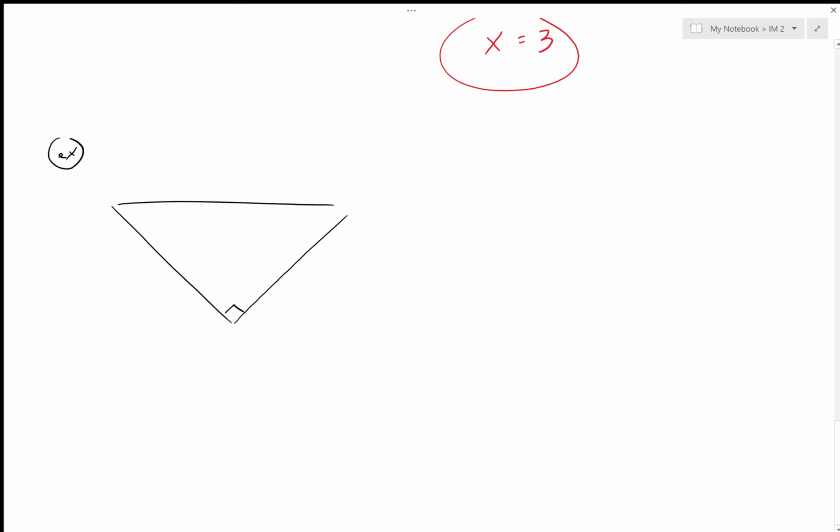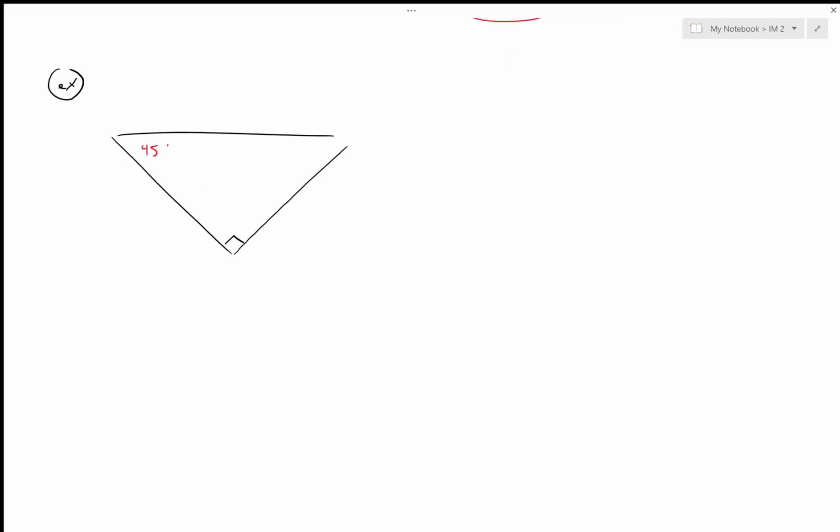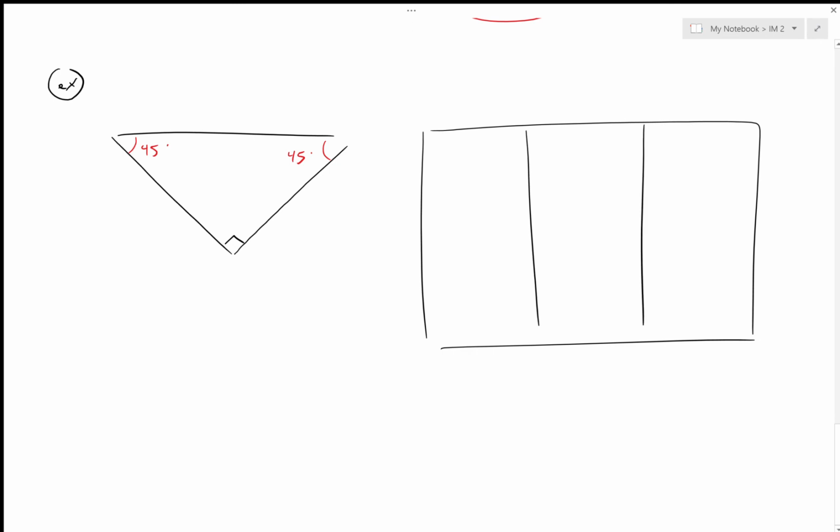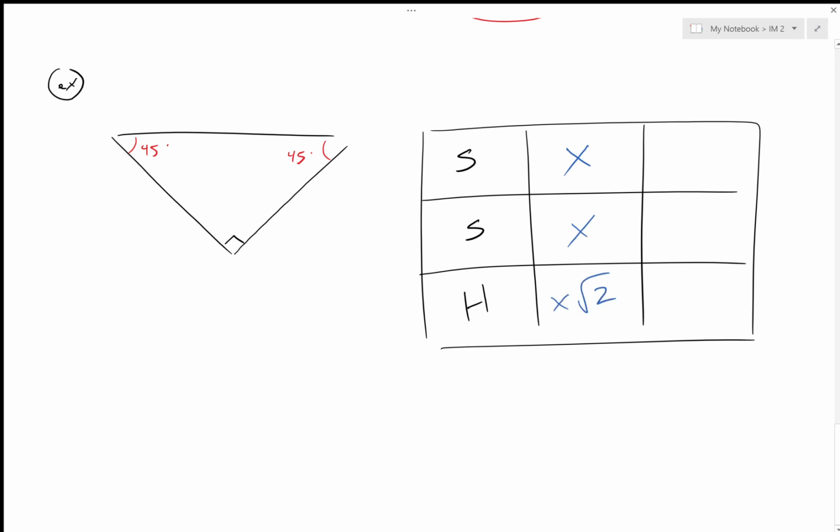Guess what? Right triangle. 45 degrees. So even if they don't give us the other one, we know that if one's 45, the other one has to be 45. So anytime I see a 45, we're going to set up the 45, 45, 90 tables, short side, hypotenuse. Down the middle, always, always, always, x, x, x square root 2. And let's see, this time they give us square root 8.